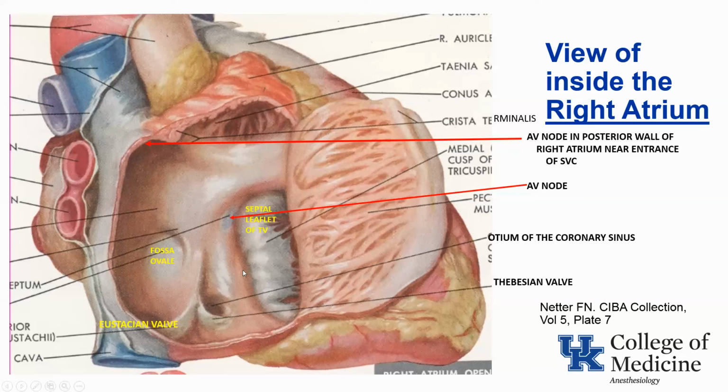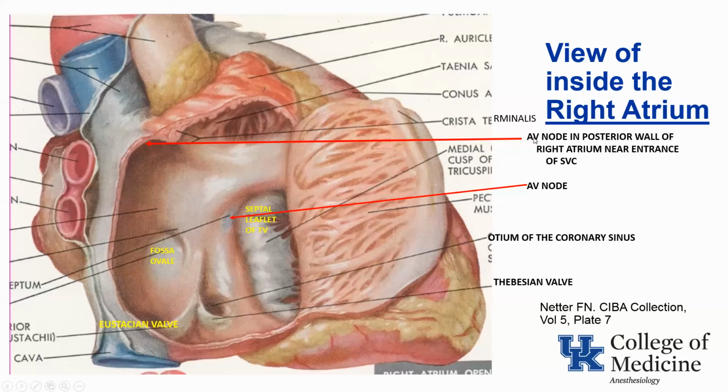This is a view of the open right atrium. Notably is the crista terminalis, and remember that the AV node is just under the endocardium in the posterior wall of the atrium near the entrance of the superior vena cava. Also demonstrated are the fossa ovale, the eustachian valve, the Thebesian valve, and this notes where the AV node is located.